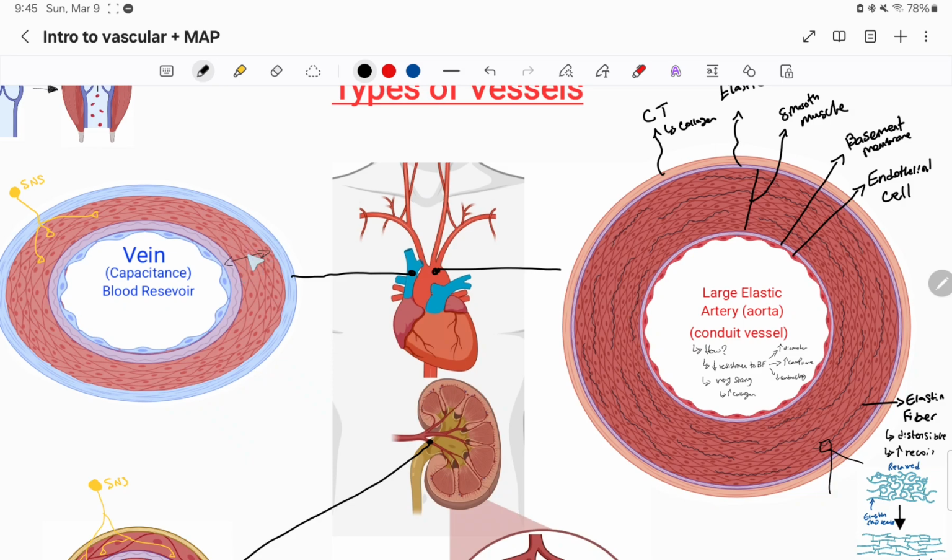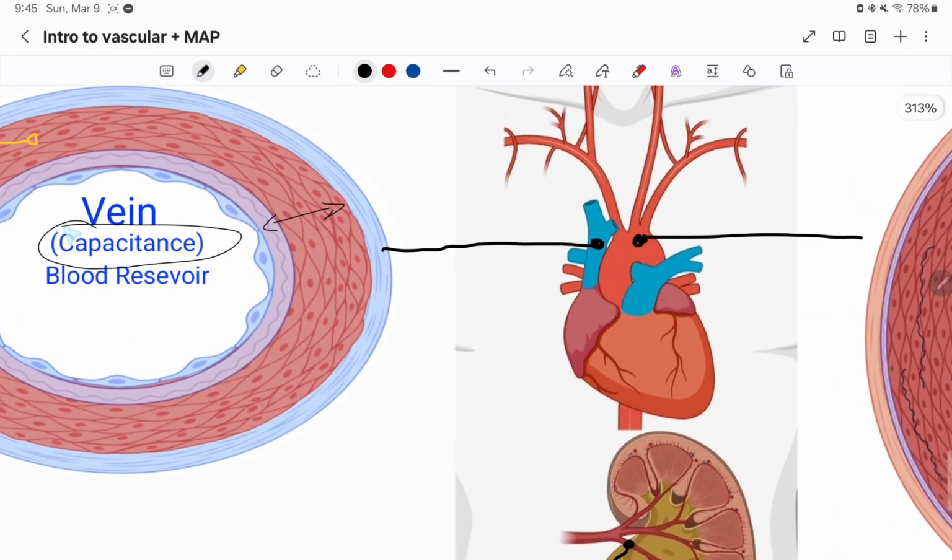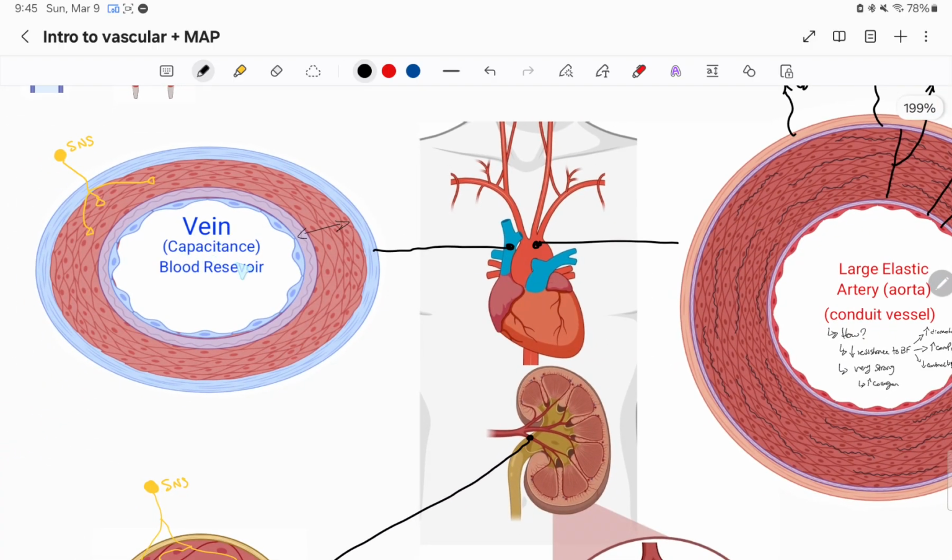Another thing is because they're a low pressure system, they are kind of going to act as a capacitance vessel or a blood reservoir. What do I mean by that? Well, a capacitance or a blood reservoir means they're kind of just holding on to the blood. Okay, why are they holding on to the blood? Again, I want you to remember Poiseuille's law. Poiseuille's law says that the higher the pressure, the higher the flow. Well, if the pressure inside of these veins is going to be low because they're a low pressure system, doesn't that mean the flow inside of them will be low as well?